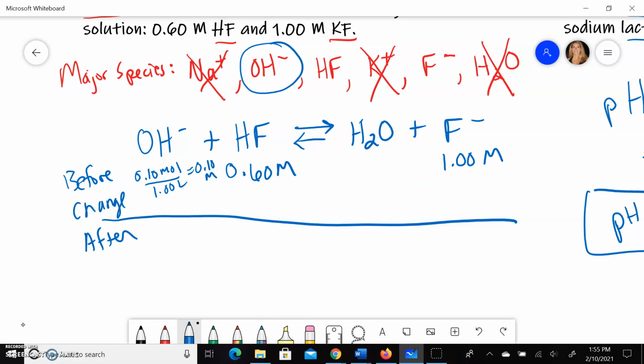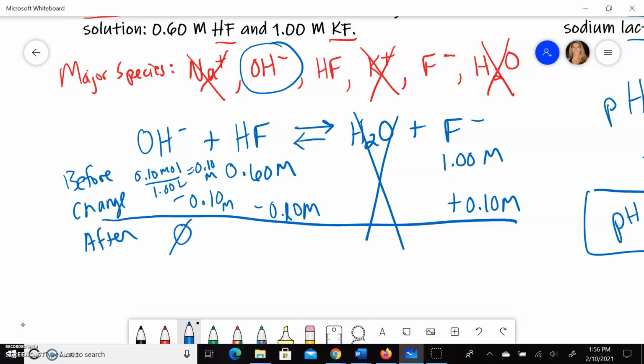We're going to react it to completion, which means we're going to use up whichever one we have less of. So in this case, we have less hydroxide, so we're going to run out of that first. So we're going to use that up completely. And that means we're going to also use it up here. And we're going to add it over here. Water's a liquid, so we're not including that. So now this comes down to 0. And when you have hydroxide or hydrogen ions, they're going to react until either they are 0 or the thing you're reacting it with goes to 0, whichever one you have less of. You're going to subtract it out until you have 0 of one of them. So now this one, after it reacts, becomes 0.5 molar, and this one becomes 1.1 molar.